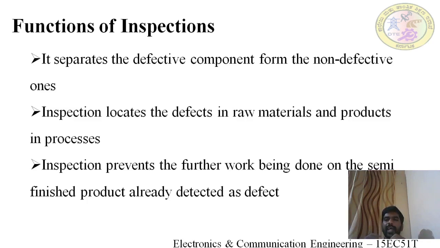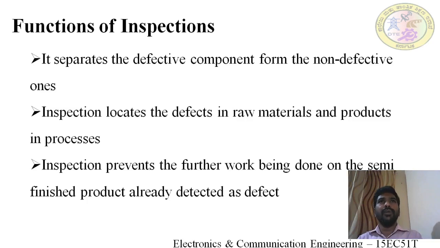And you need to catch the bad product in an earlier stage of the production process. There are n number of production processes. You need to identify where the problem is happening, where the weakness is happening. All these things come under the function of inspection. First, it separates the defective component from the non-defective one. Defective means failure to meet the customer specification or standard. Non-defective means the one is working properly, that means it meets all the customer specifications.